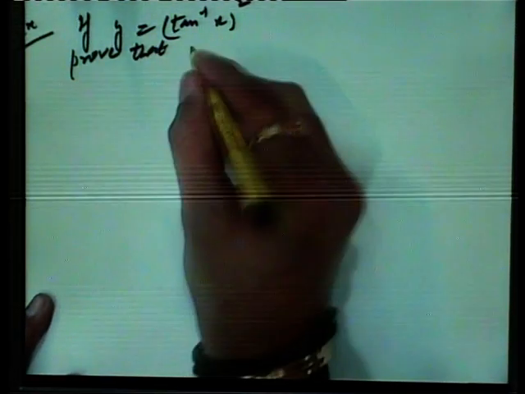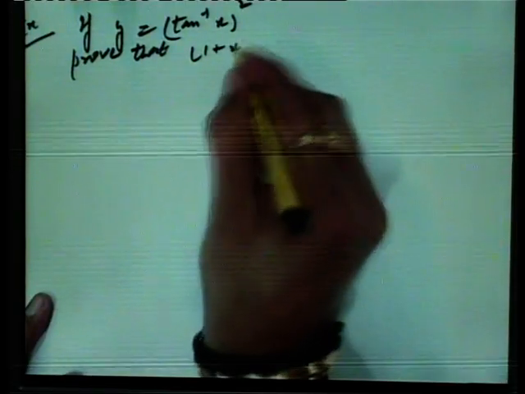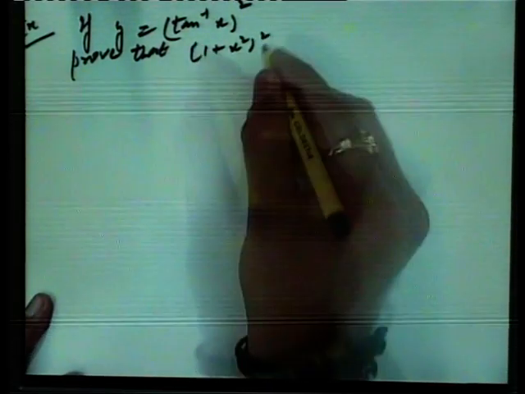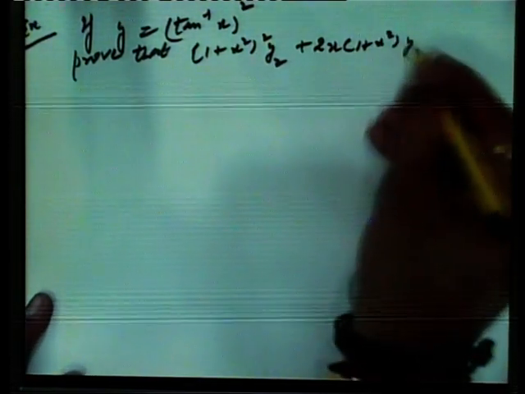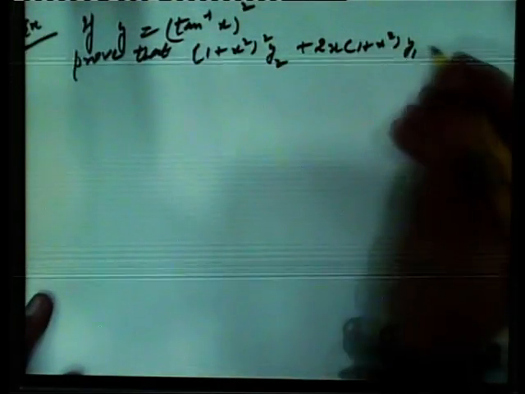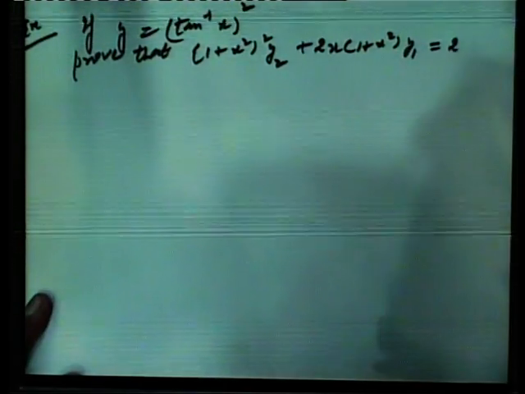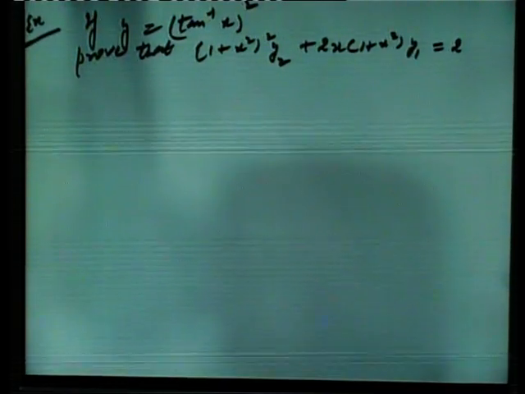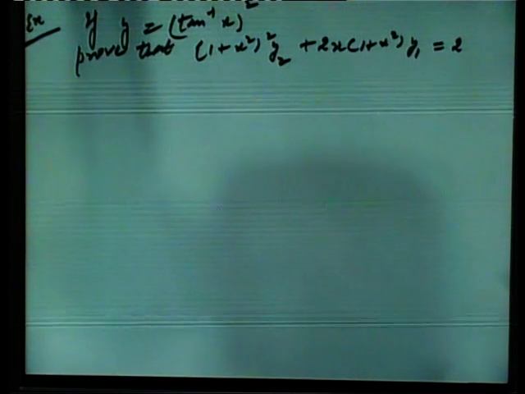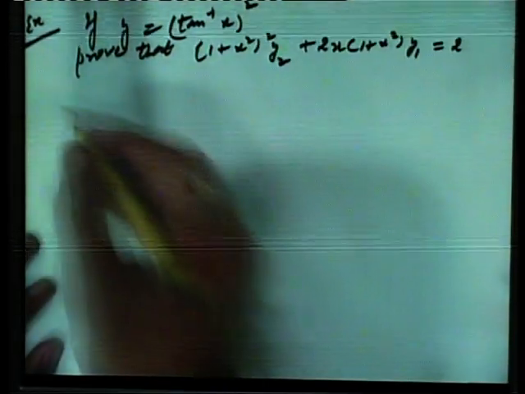1 plus x square whole square y2 plus 2 times x into 1 plus x square y1 is equal to 2. That is, if y is equal to tan inverse x whole square, prove that 1 plus x square the whole square y2 plus 2x into 1 plus x square y1 is equal to 2.